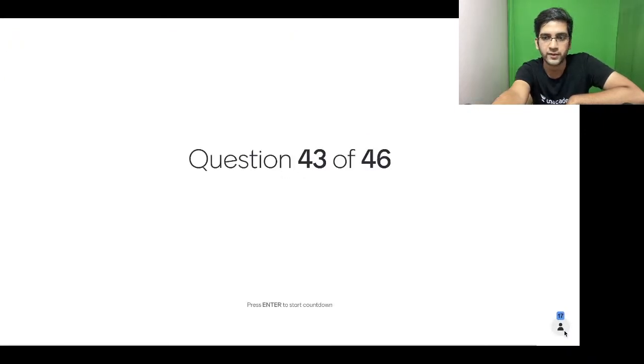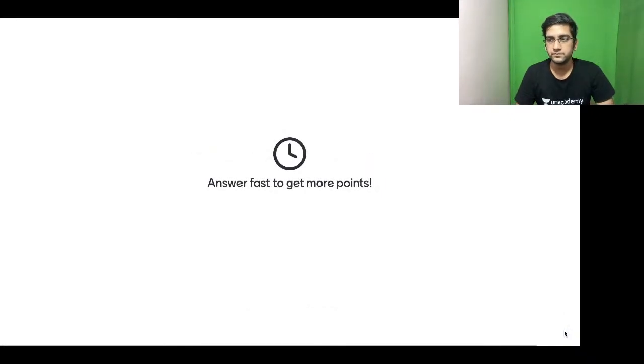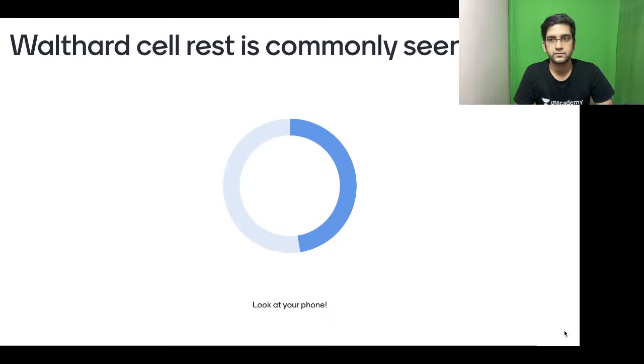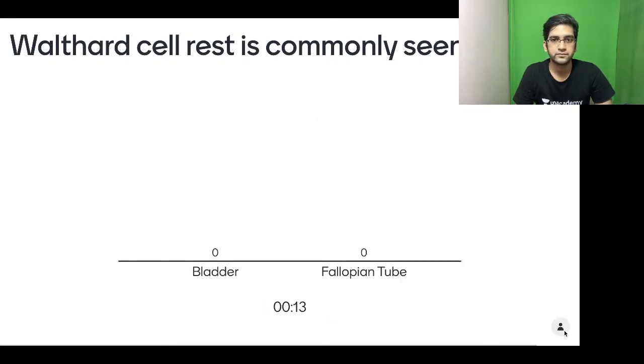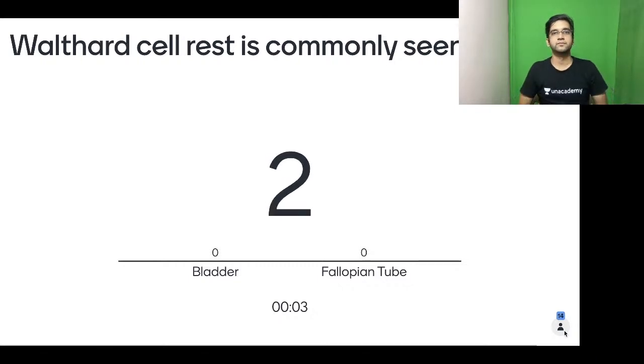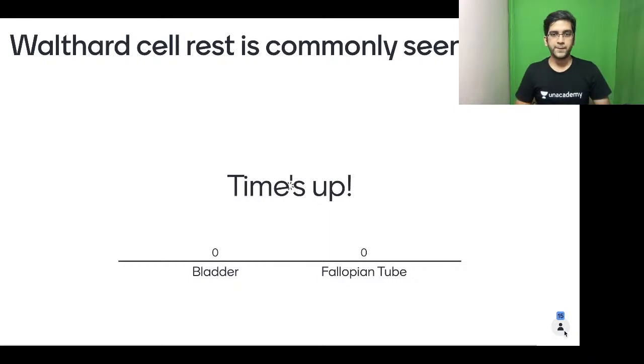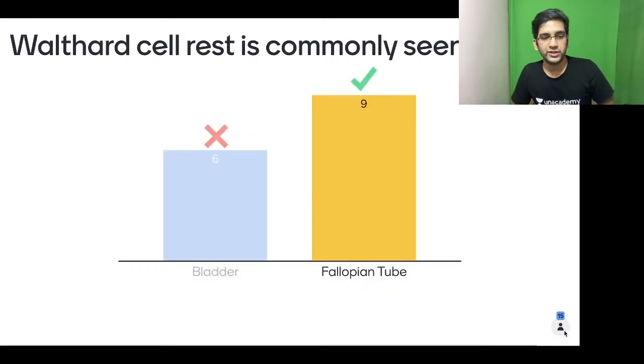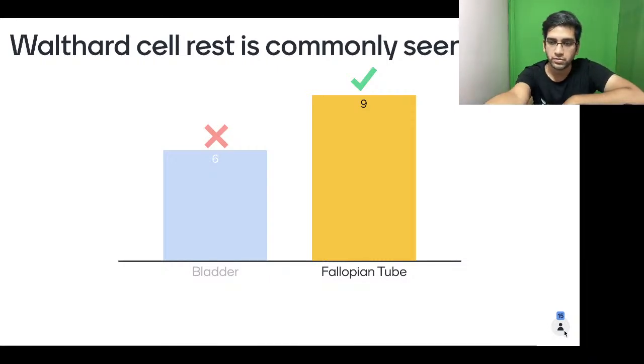Let's see if the leaderboard can be changed now. Walthard rests are ectopic rests of transitional epithelium. Transitional epithelium is commonly seen in your bladder, right? So Walthard rests can be seen in fallopian tubes and ovaries. It's proposed that Walthard rests could be a precursor for your Brenner's tumor, which is also a transitional epithelium, right? So they are ectopic rests which can become neoplastic, malignant or benign, which can be Brenner's, fine? Okay, we'll go for the last three.